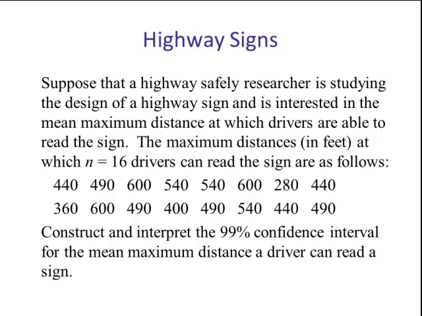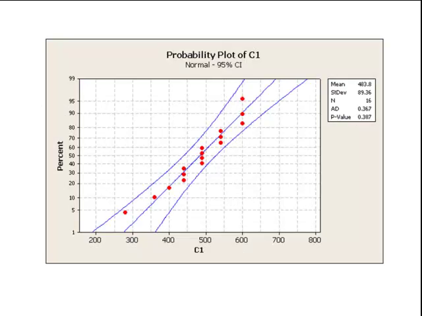Well, the first thing that we have to check is, since n is 16, that's less than 30, we need to make sure that these distances come from a population that is normal. The way we check that is by using a QQ plot or probability plot. This is the probability plot from Minitab. We see all the points are within the bands, so this gives evidence that this data is coming from a population that is normally distributed.